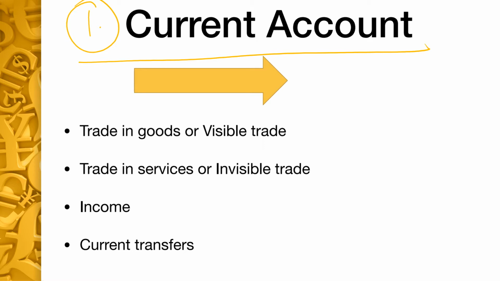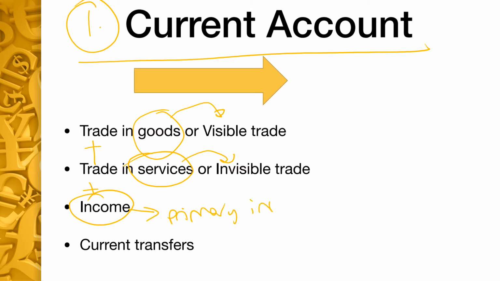I need to add the trade in goods, and since goods are tangible, it would be known as visible trade. I need to add it with the trade in services, which is known as invisible trade, with the income, and the income is also known as primary income. And finally, I add them with something known as current transfers or secondary income. Now, each component will be explained by itself.